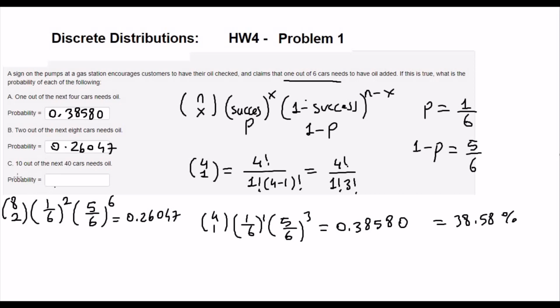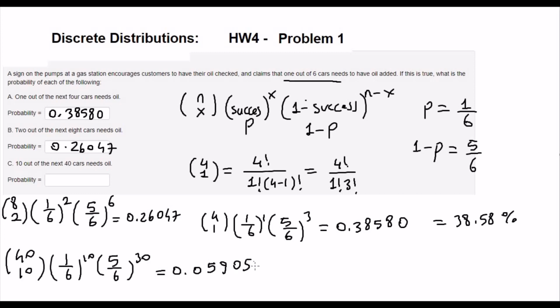And in part C, 10 out of 40 cars. The same scenario. So 40 choose 10 times the same probability, 1/6 to the 10th power, times 5/6 to the 40 minus 10, which is the 30th power. And the calculator will tell you 0.059057.